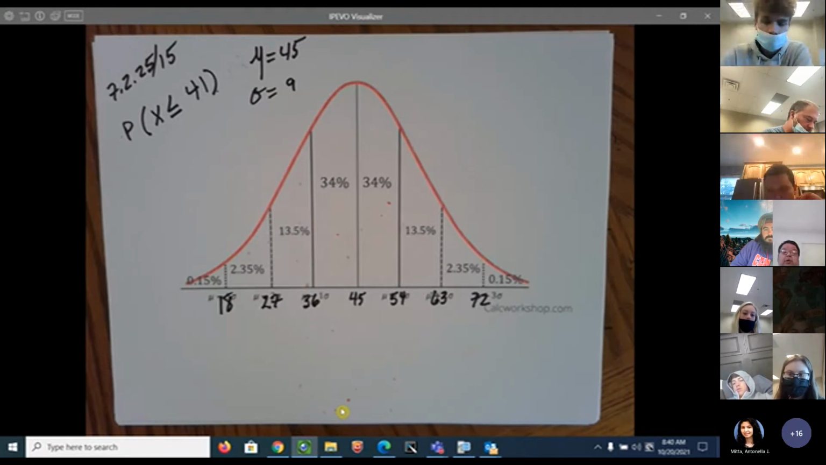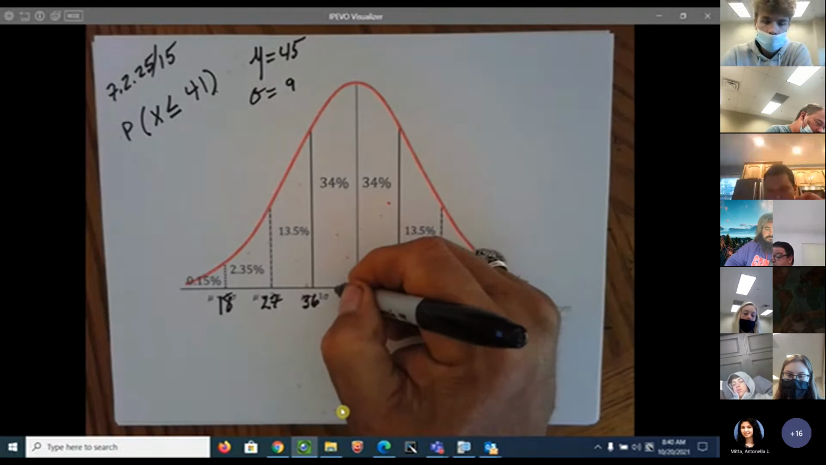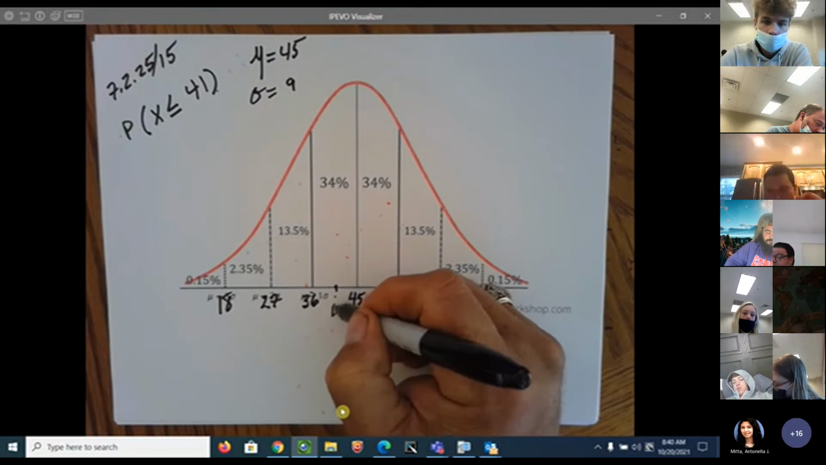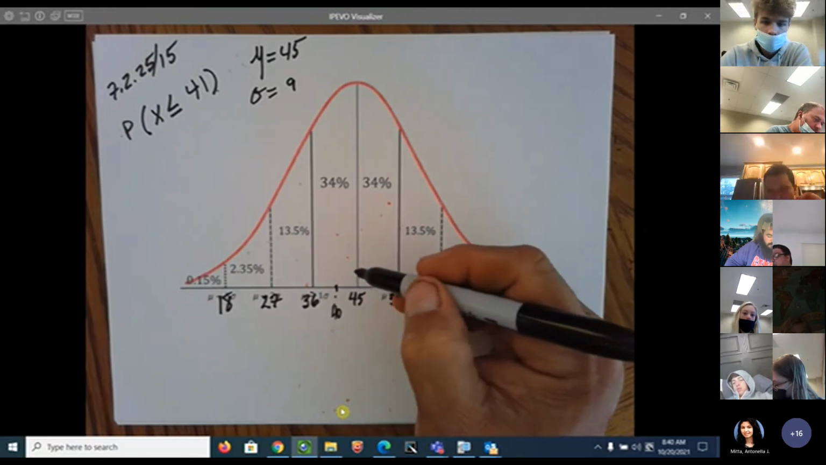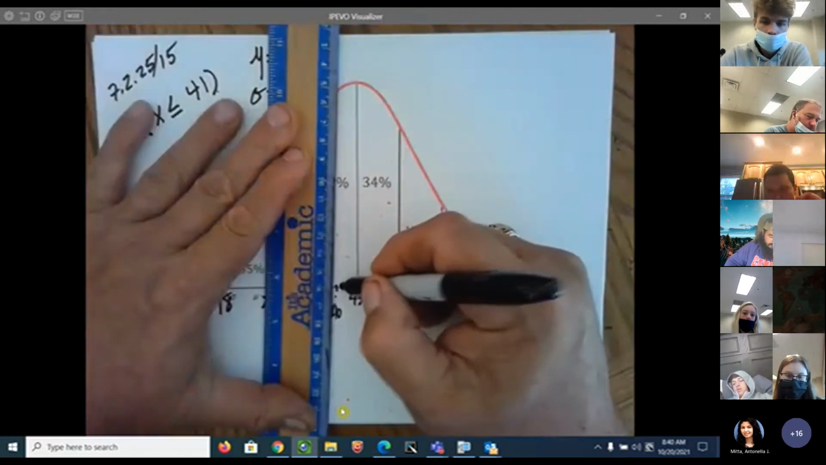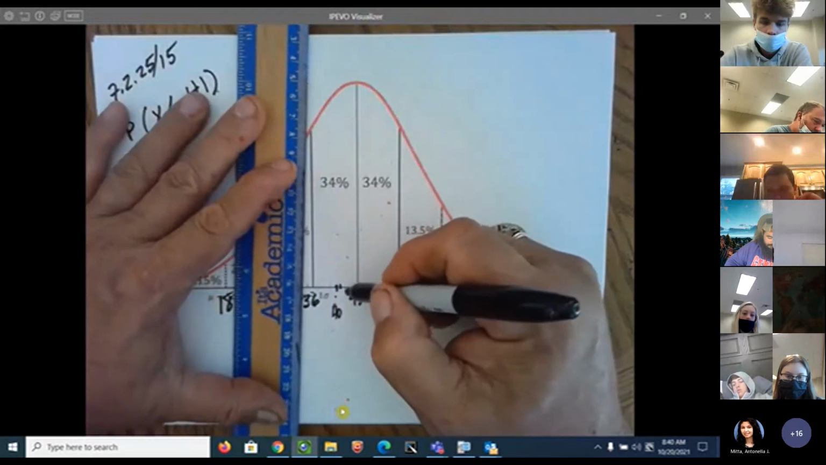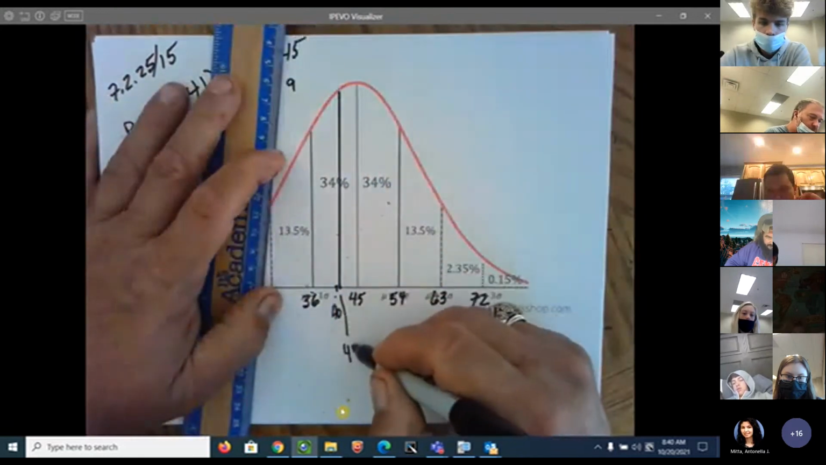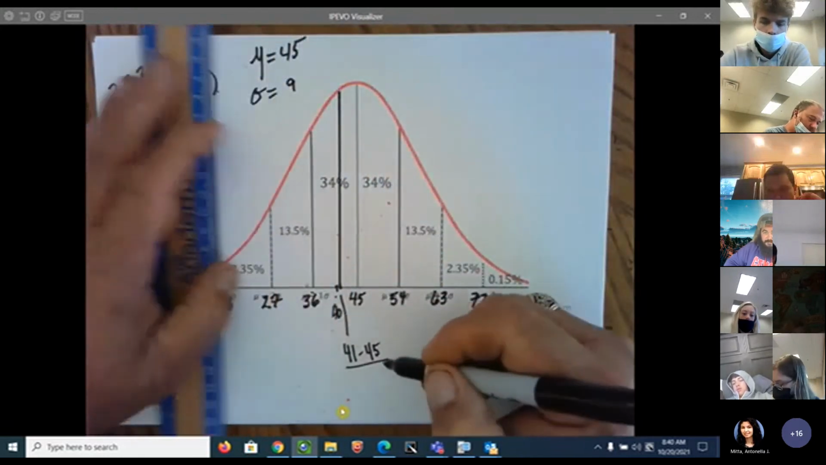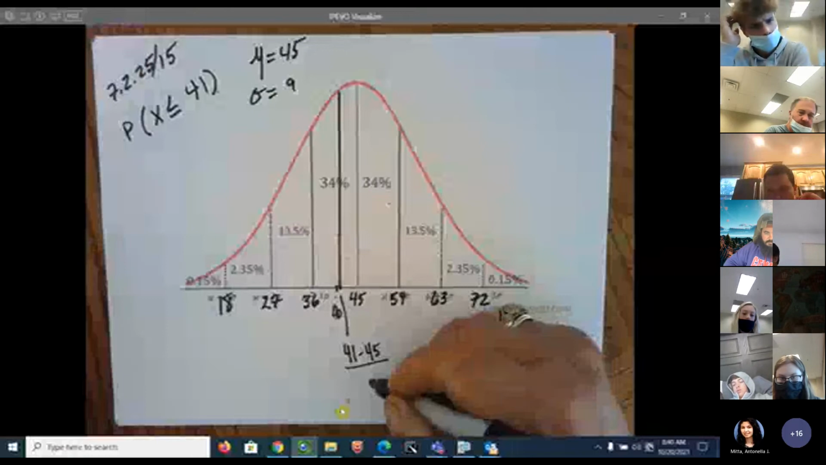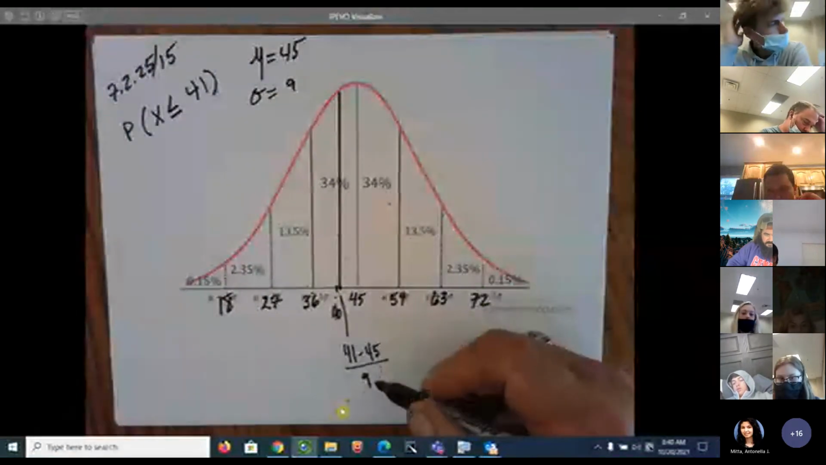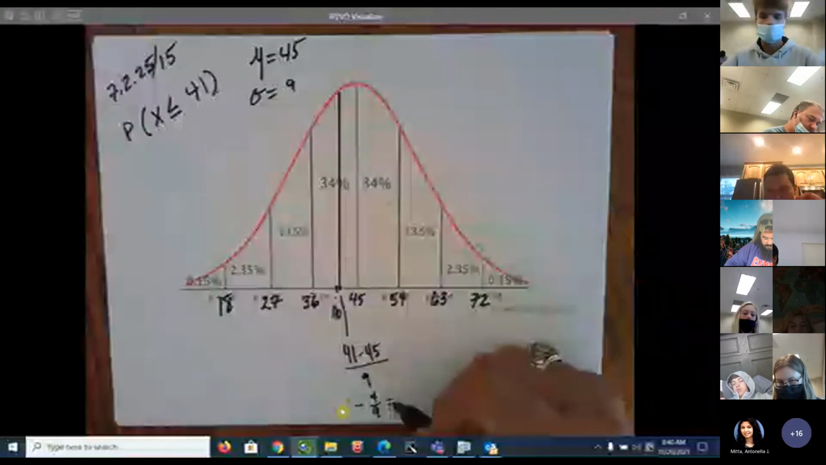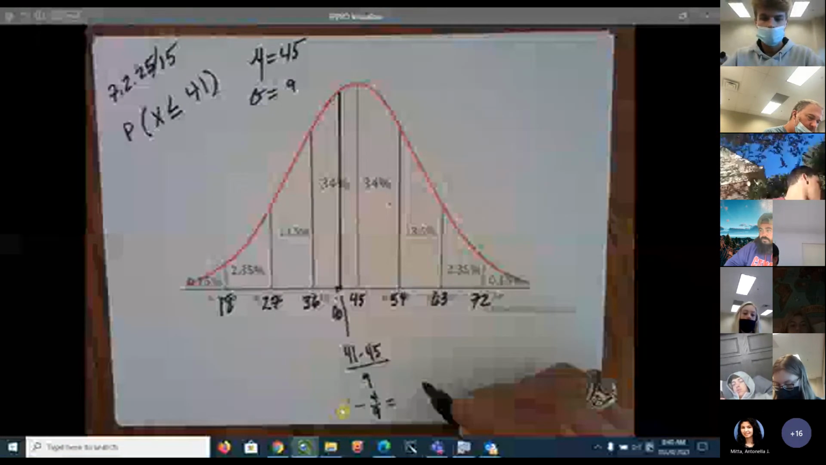All right, 41. Well, half of 9 is 4, so there's 40 right there. So they want 41. 41 is right here, I'm sorry. Yeah, 41. And that's going to be what? 41 minus 45 is negative 4/9. And somebody give me two decimal places of negative 4/9, please.